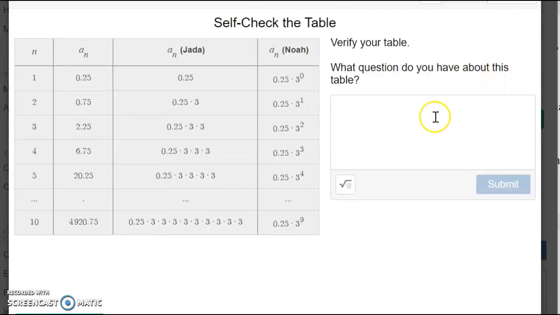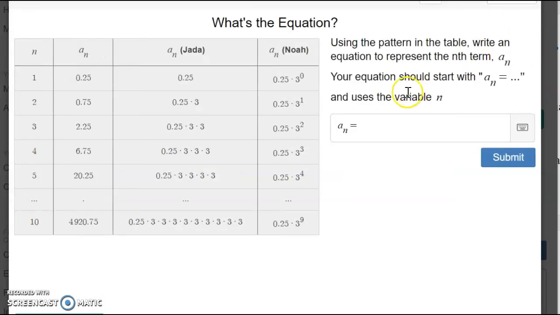Okay, verify your table. This is what you should have. And then card number 17. Okay, using the pattern in the table, write an equation to represent the nth term, a sub n. Your equation starts with a sub n is equal to, and use the variable n. Okay, so this lowest column is what we are interested in. What do we always start with? 0.25. What is 0.25? It's really the same as a sub 1, I should say, a sub 1.